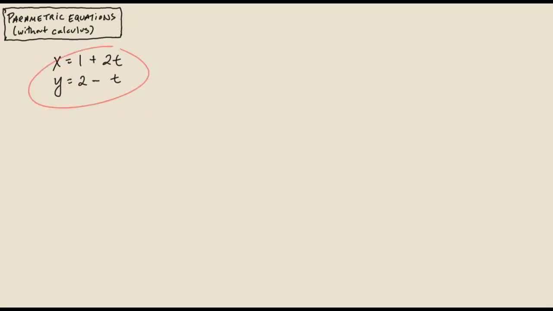So let's see if we can get a feel for what this would look like. Well, what happens when the parameter t is 0? In that case, these terms are gone, and the moving point would be at (1, 2). And I've marked this here, t equals 0, just so we can keep track. What happens at some other value of t, say 1? Well, then x would be 1 plus 2, which is 3, and y would be 2 minus 1, which is 1. So now the moving point would be at this point.